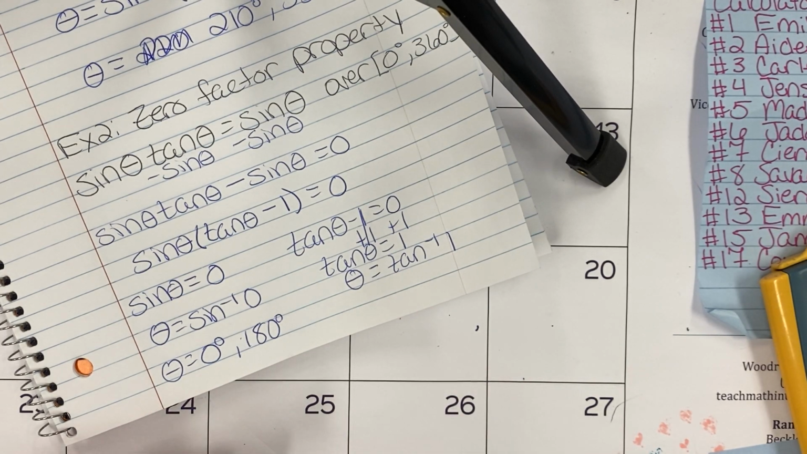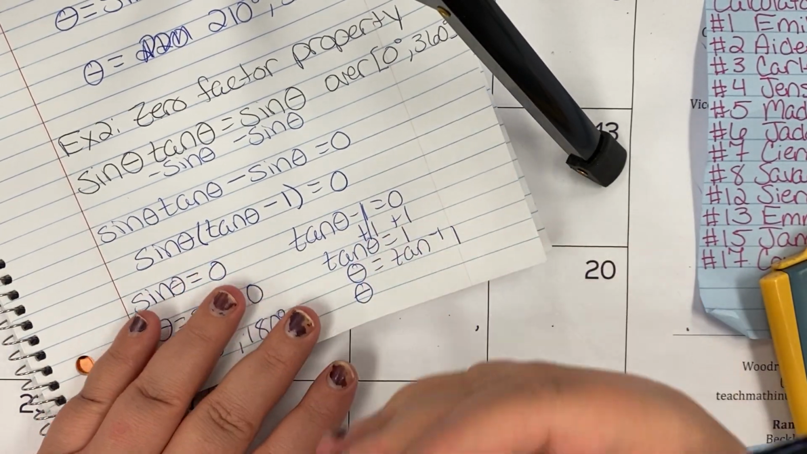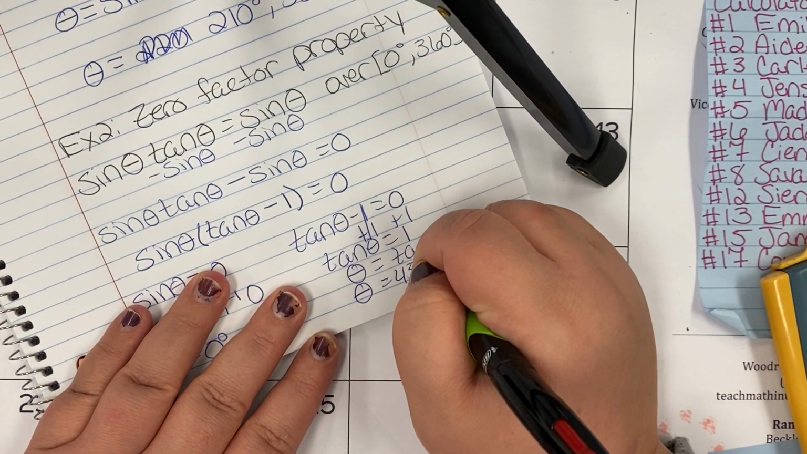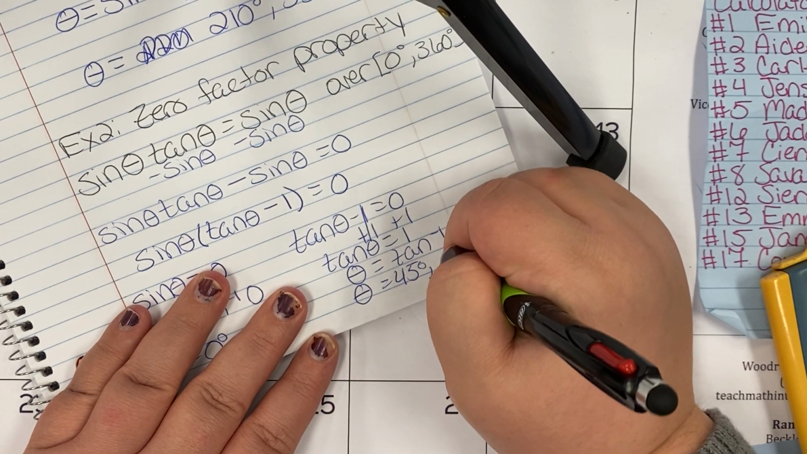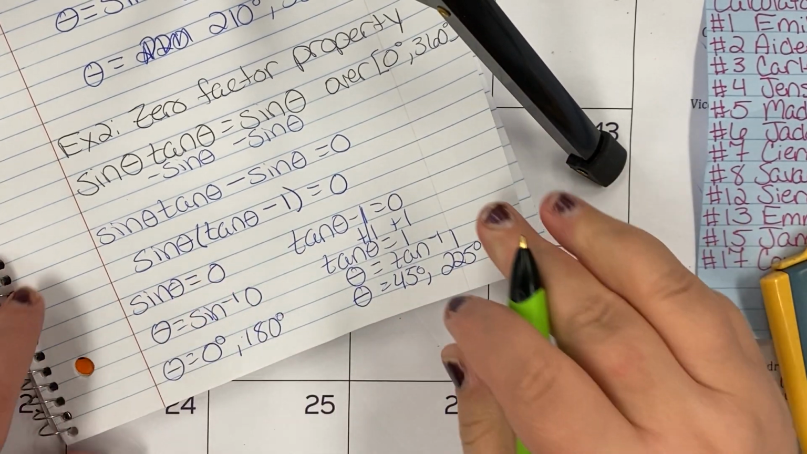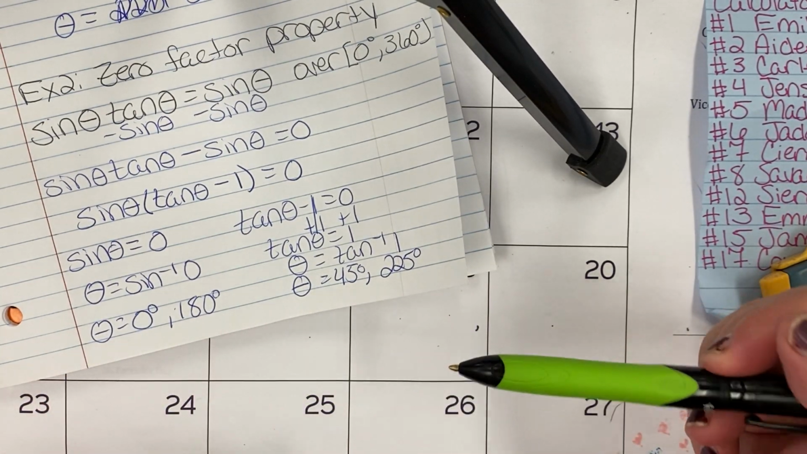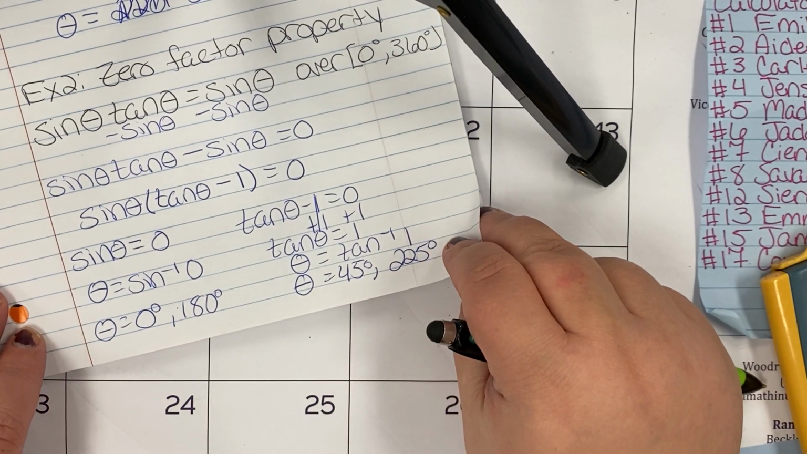That's going to be in the first quadrant and in the third quadrant, and the reference angle is going to be 45 degrees. So again, theta is going to equal 45 degrees, and it's going to equal 225 degrees. So with this problem, you have 4 answers: 0, 180, 45, and 225. That'll make that equation true.